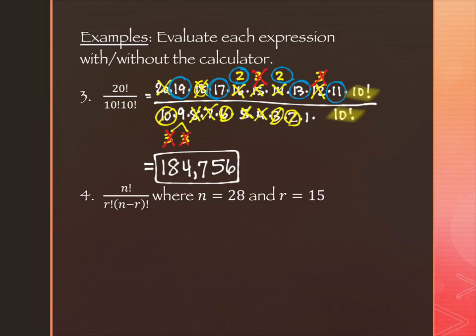Number four. Number four is written in sort of a funny way. Again, we're going to figure out why it's written that way next class period. But it gives us a formula. It's got an n factorial on top, it has an r factorial on bottom, and it has an n minus r factorial on bottom. And it tells us some numbers for n and r, right? So we're just going to evaluate like you do in algebra and put the value for n in and put the value for r in. So the n is 28, so that's going to go on top. The r is 15, so that's going to go on bottom. And then the n minus r would be the 28 minus 15 on bottom with a factorial.